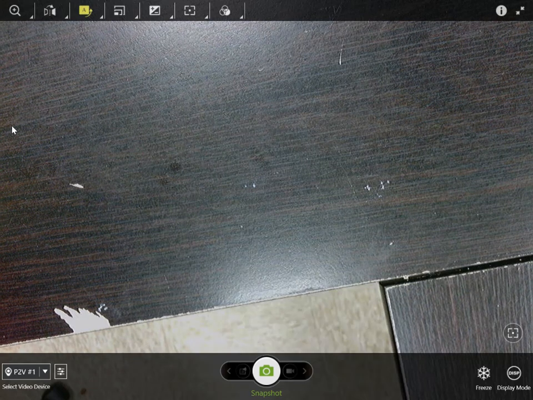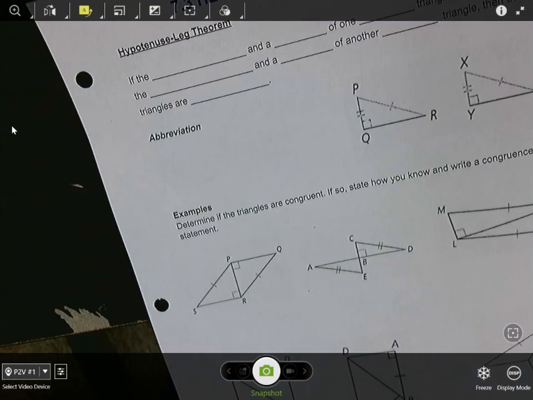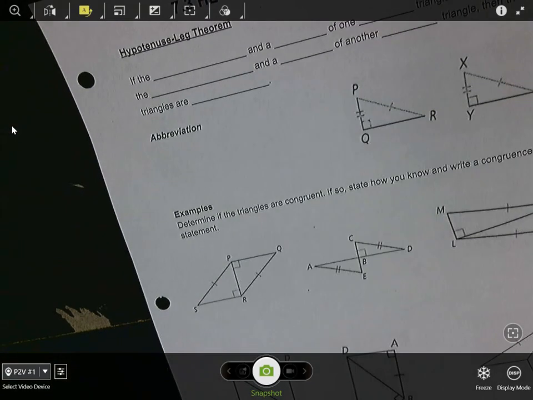All right, it's good if you have 3 different colors to highlight and mark your things with.